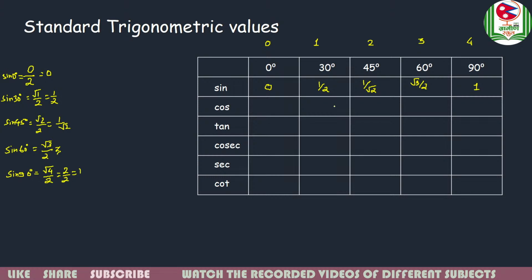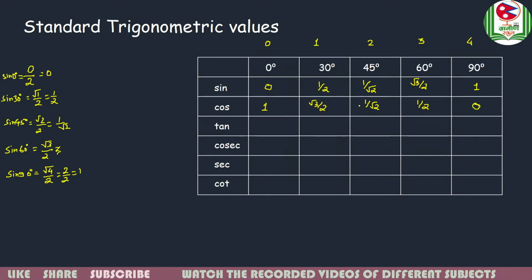So sine 90 is equal to cos 0. So we write here cos 0 is 1, and sine 60 degree is equal to cos 30 degree. So we write here root 3 by 2. Okay. Here sine 45 degree is the same, so sine 45 is equal to cos 45. So we write here 1 by root 2. And cos 60 degree is equal to sine 30, that's why we write here 1 by 2. And cos 90 degree is equal to sine 0, so we write here 0.